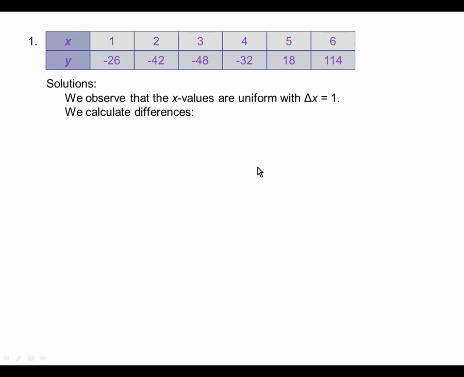Negative 26, negative 42, negative 48, negative 32, 18, 114. Those are my y's. Remember, when you do the differences, it's right minus left. So I'm doing negative 42 minus negative 26. I got negative 16. Negative 48 minus negative 42, I got negative 6. Negative 32 minus negative 48, I got 16. 18 minus negative 32, 50. And 114 minus 18, I get 96.